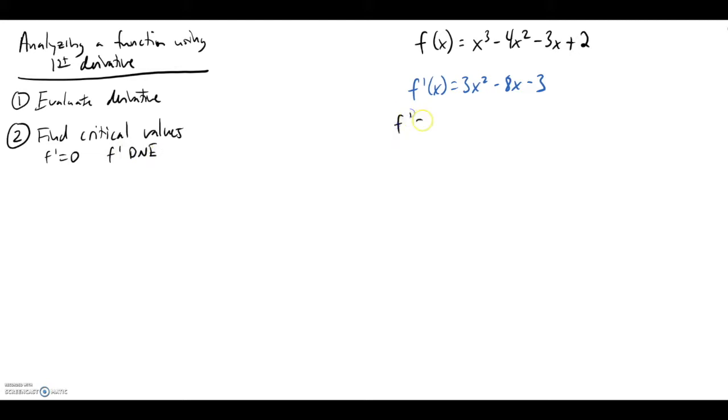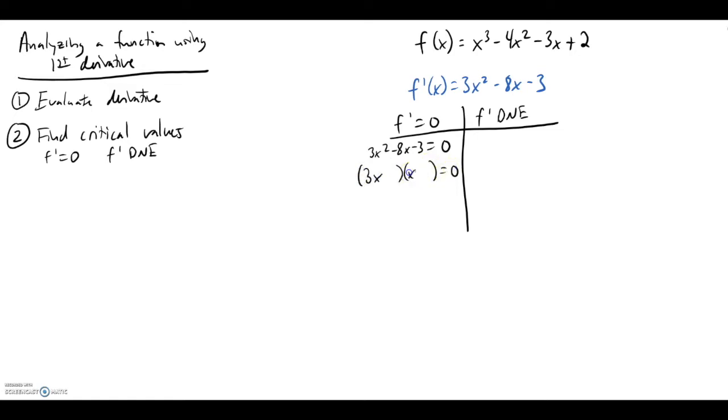So we'll make a table to organize this, and starting with f prime equal to 0, we will set this quadratic function equal to 0, and let's see if we can factor that. So it does factor into 3x plus 1 times x minus 3, which would give us two solutions, x equals negative 1/3 and x equals 3. We will not have any points where the derivative does not exist. This is a polynomial, and it's defined for all real numbers.